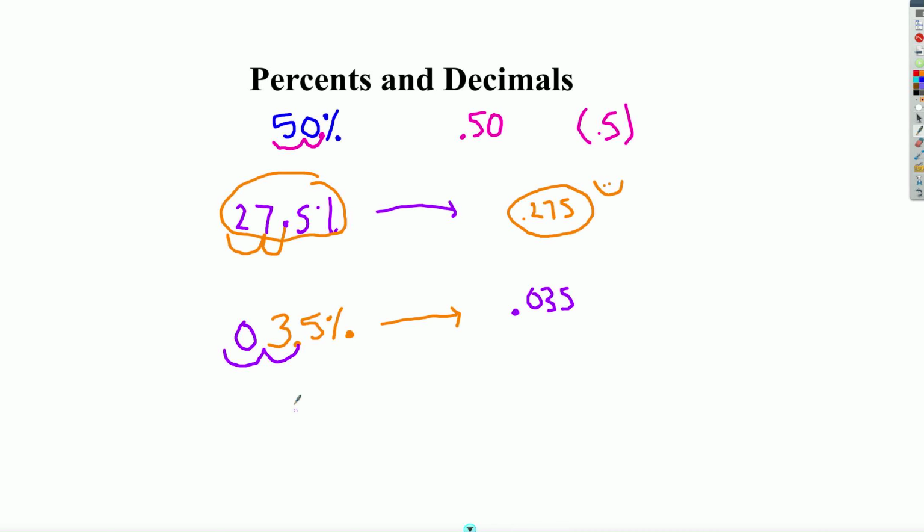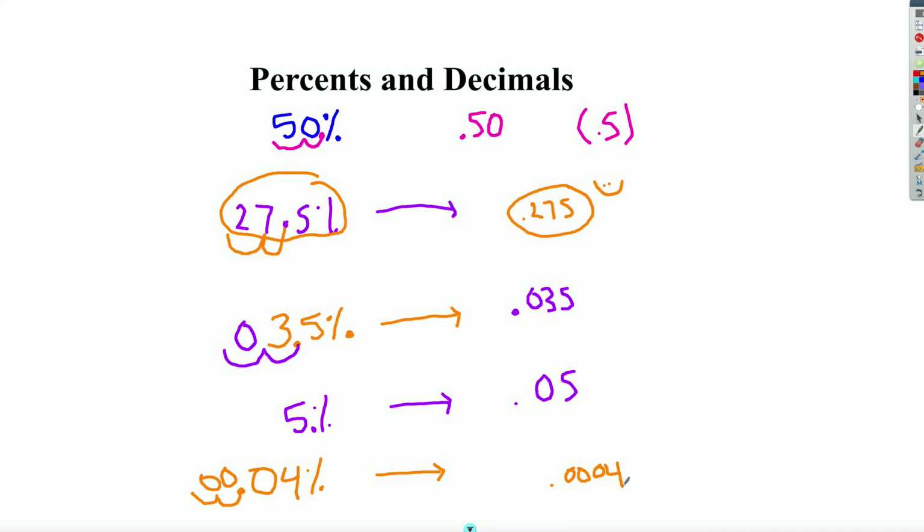I said one more, but I'm going to do a couple more. So 5% as a decimal would be 0.05. I would take the decimal where it was, it's understood to be here, and move it to the left twice. Then let's say I had something really small like 0.04%. To write it as a decimal, I'd have to move the decimal to the left twice, which means I would have to add 2 zeros. So that's 0.0004.